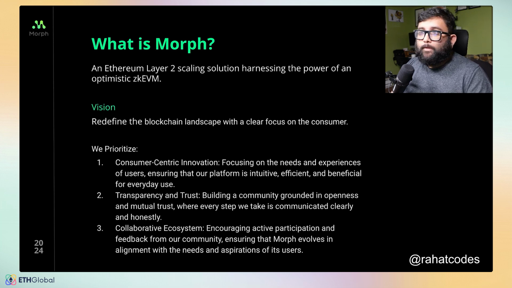So what is Morph exactly? Morph is an Ethereum layer 2 scaling solution harnessing the power of an optimistic ZK EVM. We're going to go into what that is during the architecture side of things. But there's three things that we really prioritize, and that's one, consumer-centric innovation. We're building a blockchain for consumers, transparency and trust, and collaborative ecosystem.